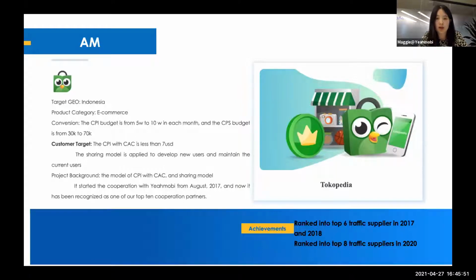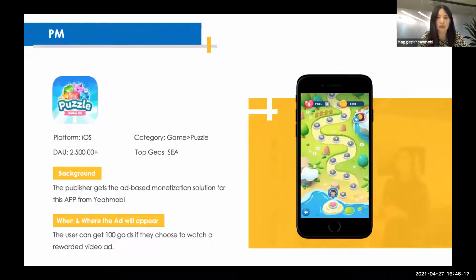who make a purchase in their app. So after 2 years working with Tokopedia, we helped them to rank into the top 6 traffic supply in 2017 and 2018. And their app also ranked number 3 in Indonesia as an e-commerce app. So that is what our AM do in our business. And as for PM, they basically take charge of the publisher side.